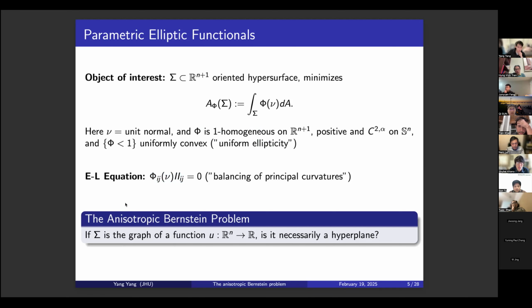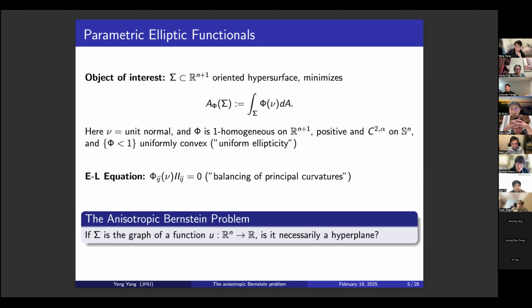And what we call the so-called anisotropic Bernstein problem asks exactly the same thing as before. So if we have a minimizer of a functional like this, which can be written as a graph over all of Rn, is it necessarily a hyperplane?